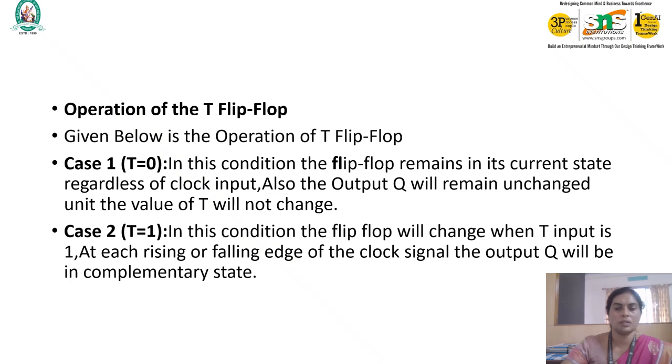Based on this, two cases will operate. When T is equal to 0, Q will remain unchanged. When T is equal to 1, then Q will be in the complementary state, where Q dash will be 1. So this is all about the flip-flops.